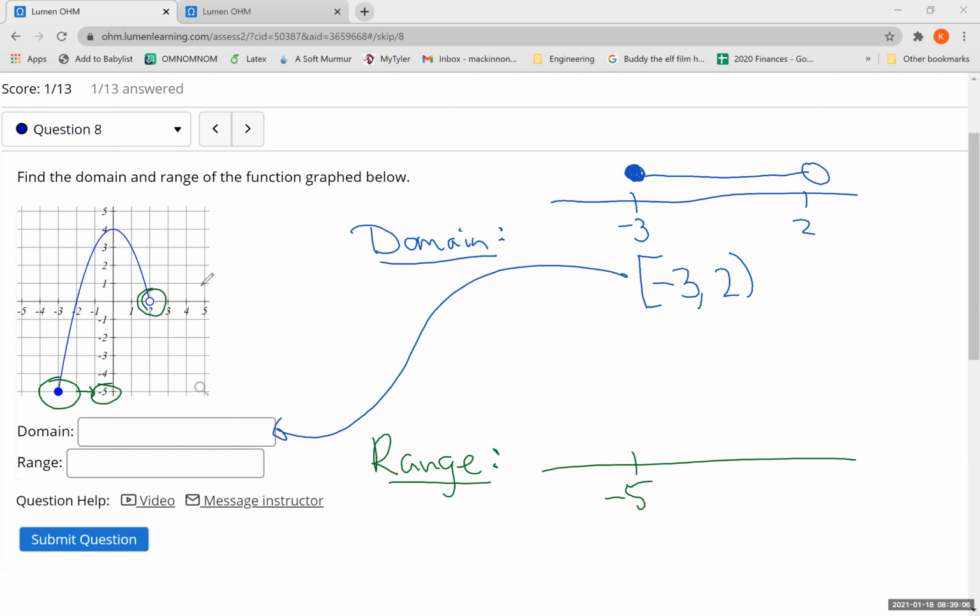Most folks are going to let their eyeballs fall on this point. No, no, no, no, no. We want to go as high as possible. That's going to be up here. And now if I look at the graph, I see that that point at the top is technically included. So at 4, I'm going to have a closed circle. And at -5, I'm going to have a closed circle.